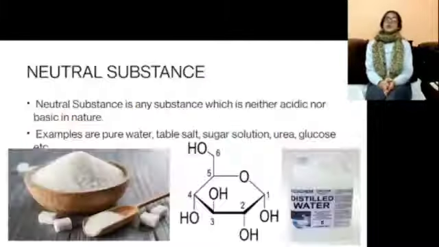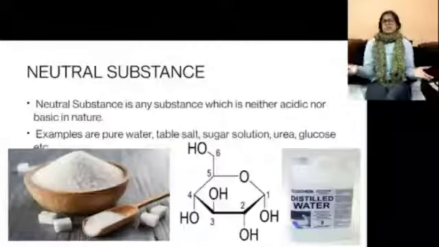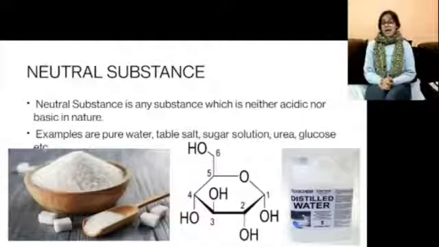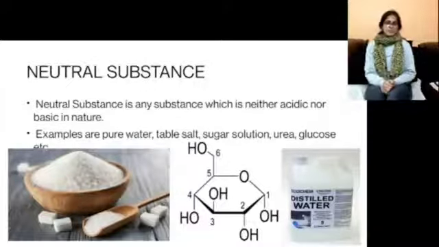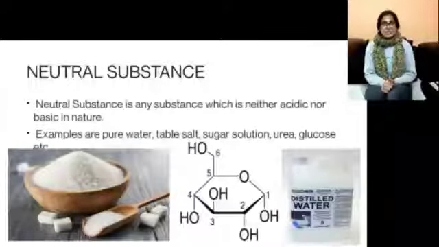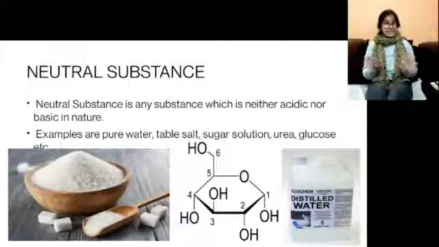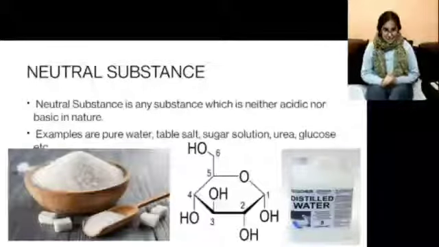Coming over to neutral substances. Now, what is a neutral substance? Like I have also told you about sugar, it was a neutral substance. A neutral substance is a substance which is neither acidic nor basic in nature.